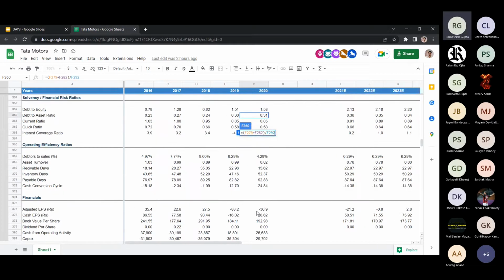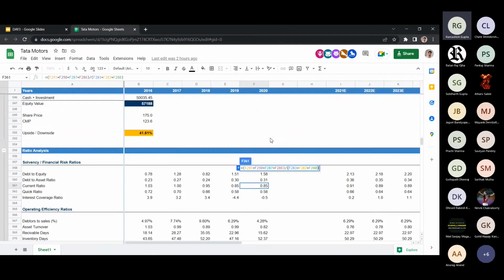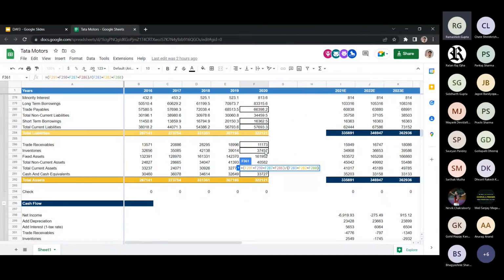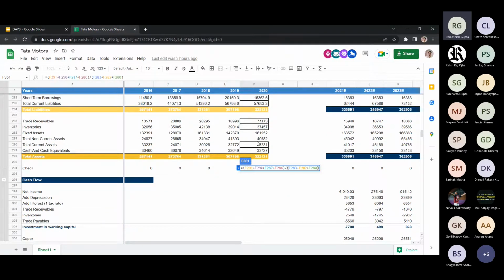Next is our current ratio. For the current ratio, we will take the trade payables, the short-term borrowings, and the total current liabilities, and we will divide them by the trade receivables, inventories, total current assets, and cash equivalents. And when we come to the next thing, the quick ratio, we will just remove the inventories, because we can obviously not sell the inventories of a company.